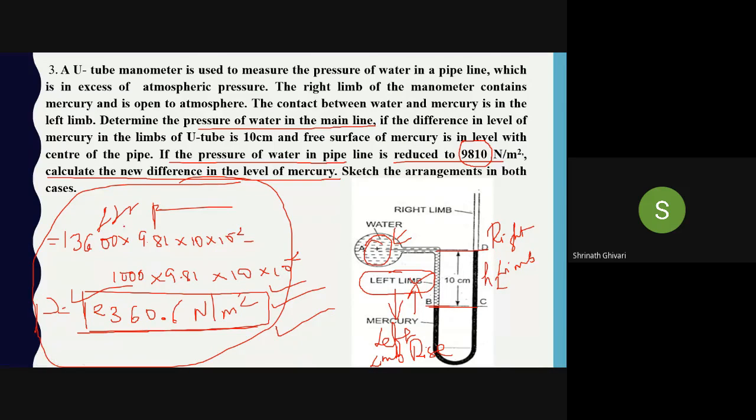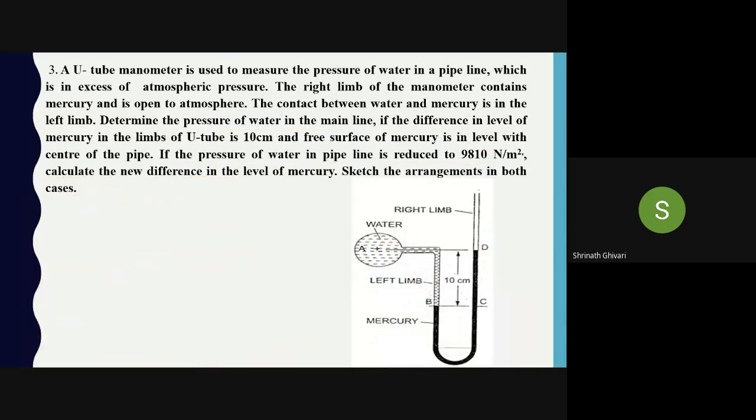Okay. You note this down, everything. If you have noted it down, you remember this answer. Okay. Now, what happened is I have reduced the pressure to 9810. Then what happens? This will go up now. So I want to know what changes have happened and what is the new level of mercury.